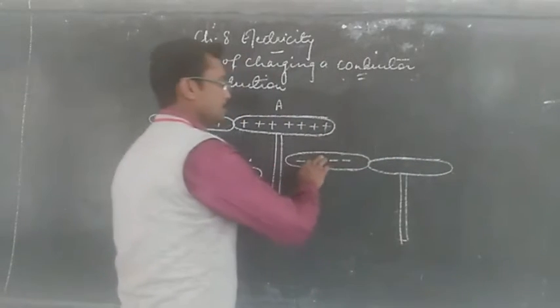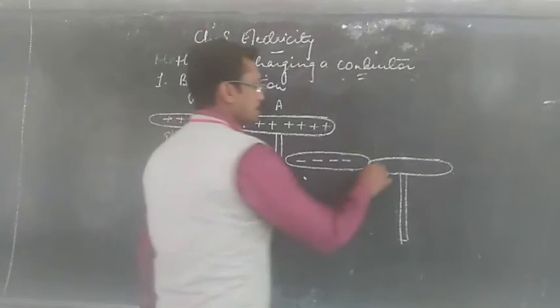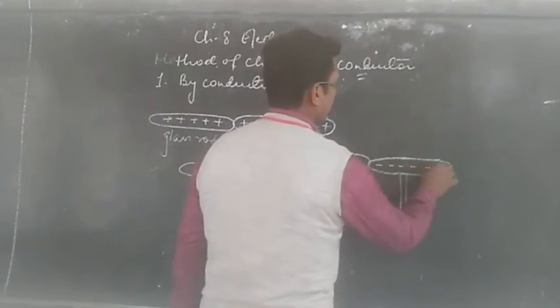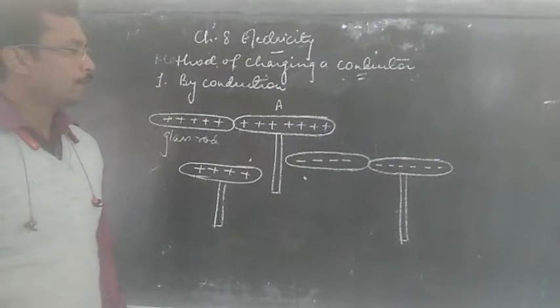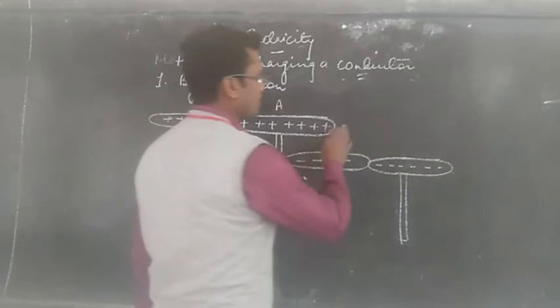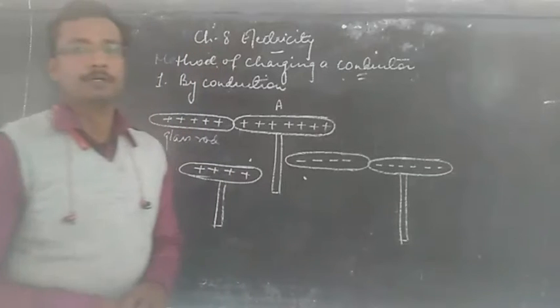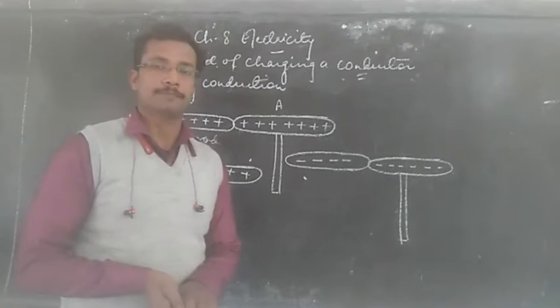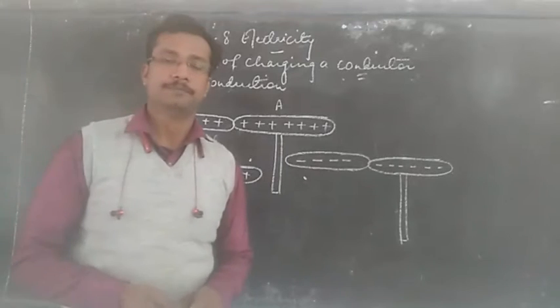You can see this ebonite rod is in contact with the conductor. As a result, this conductor will also become negatively charged. I hope it is clear. It is due to the electrons being transferred from the ebonite rod to the conductor, which gives negative charge to the conductor. So this method is called the conduction method.